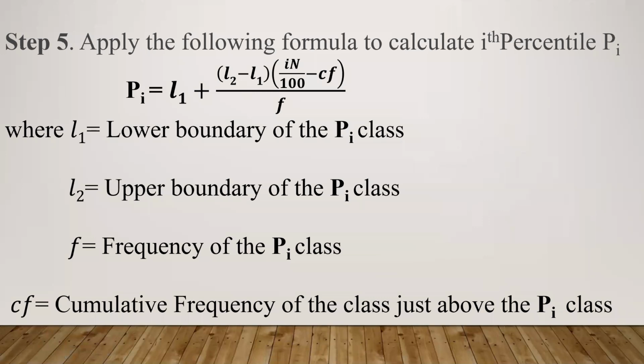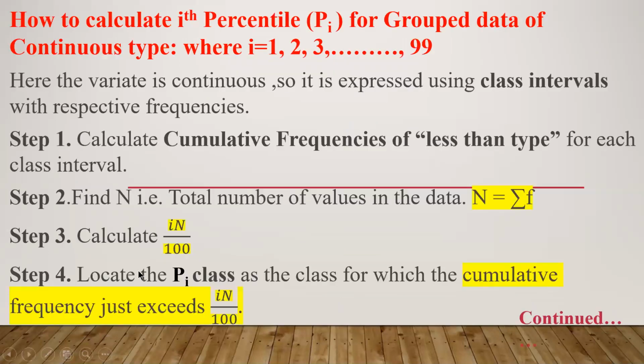So I hope you have understood these steps, very similar to what we did in deciles, quartiles and median. The formula is also very similar. The only thing is that you have to locate the Pi class here.